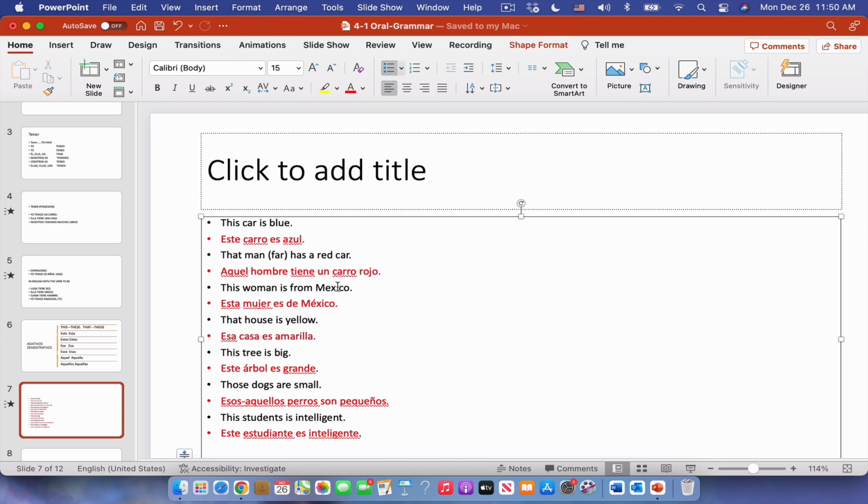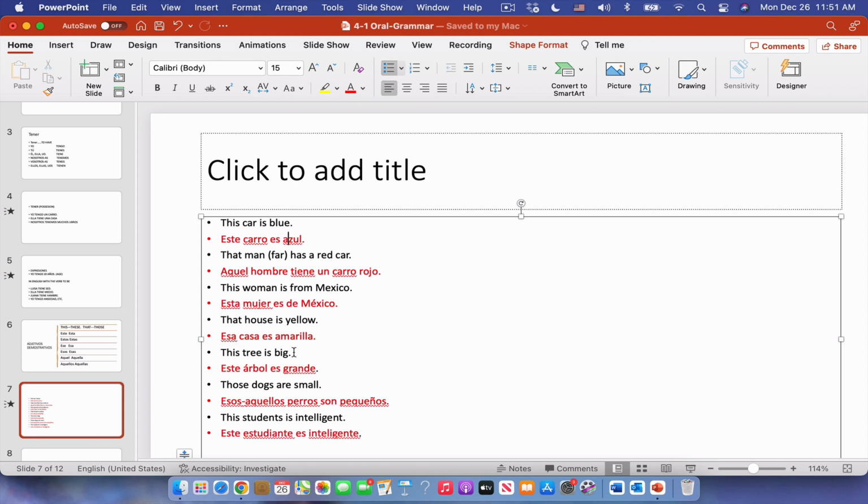This woman is from Mexico. Well, this woman, I'm assuming that the woman is close to me. This woman is esta mujer, because it's feminine, es de México. She's from Mexico. That house is yellow. Esa casa, in this case, I am assuming that the house is not very far away. So I will say, esa casa es amarilla.